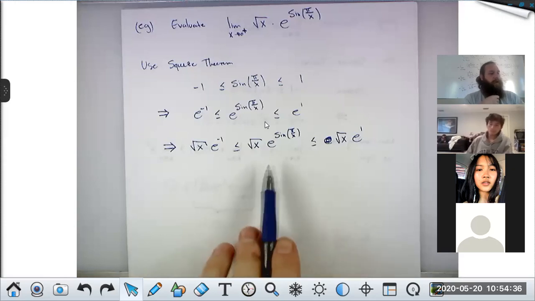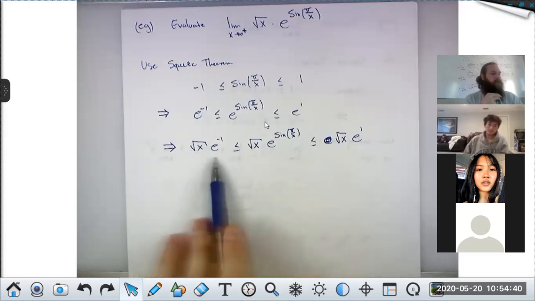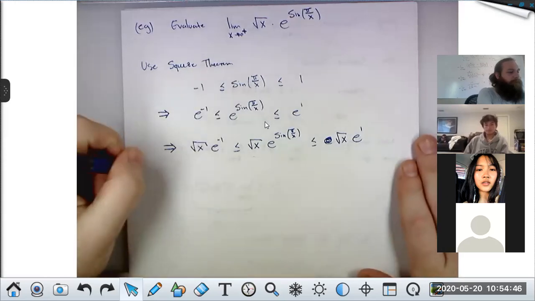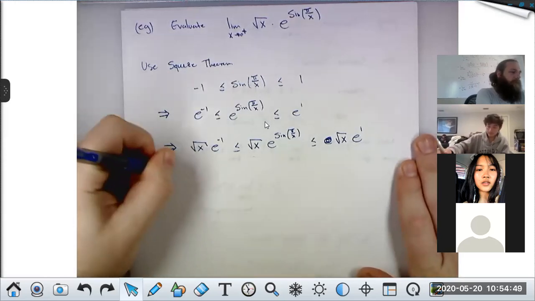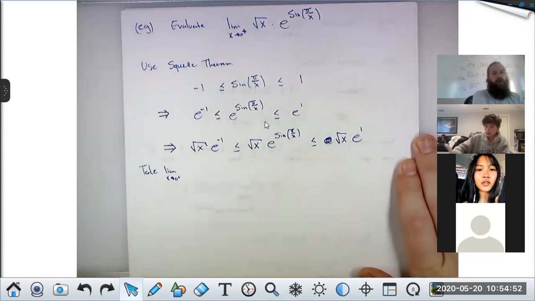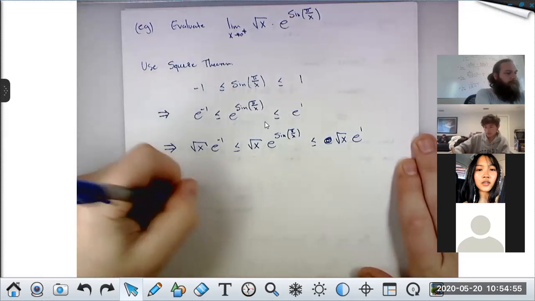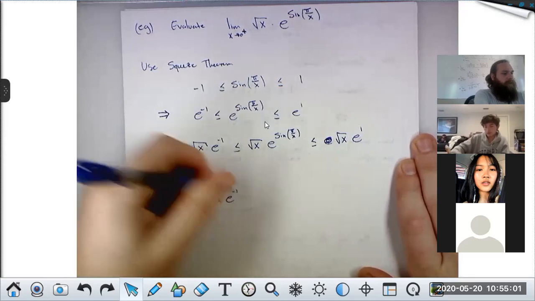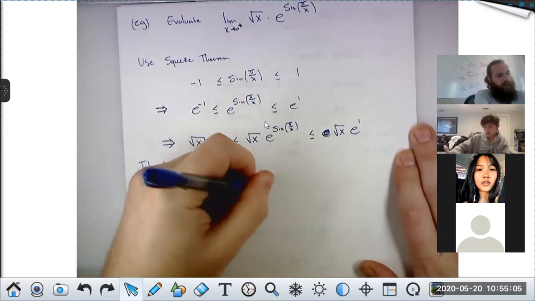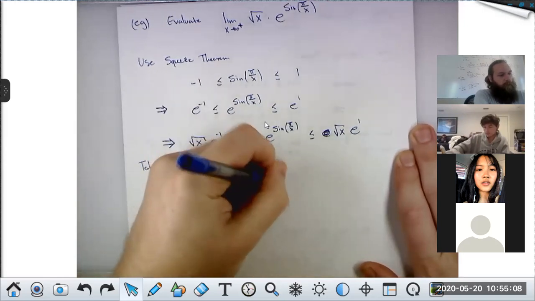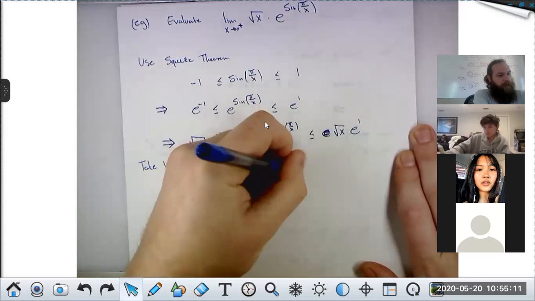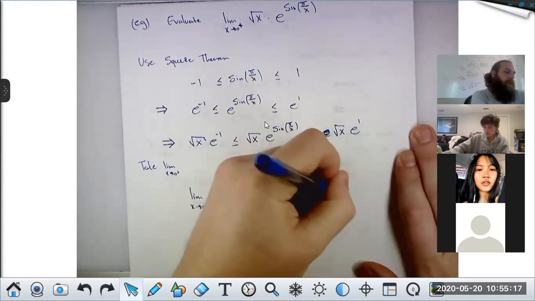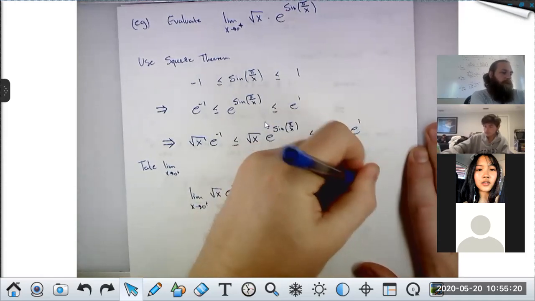But now I've got an inequality where my function is in the middle and the two functions on the outside are things I can take the limit of. They're not too hard to work with. So let's go ahead and take limits everywhere. So I'm going to send x to 0 from the right everywhere in this inequality. That will give me the limit as x goes to 0 plus of root x times e to the negative 1 is less than or equal to the limit as x goes to 0 plus of root x times e to the sine of pi over x is less than or equal to the limit as x goes to 0 plus of root x times e.